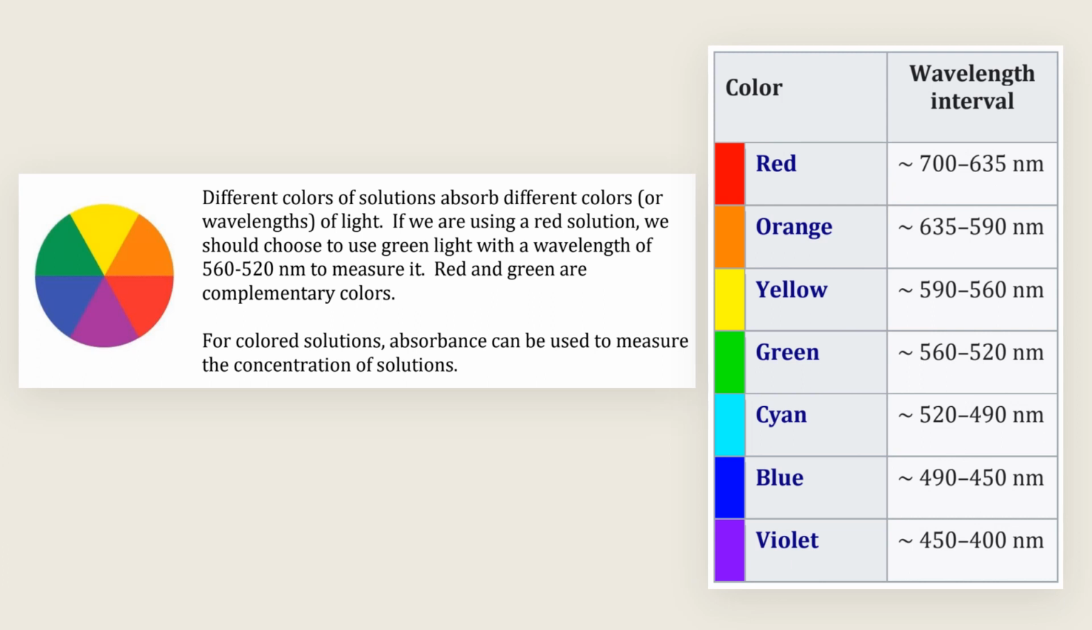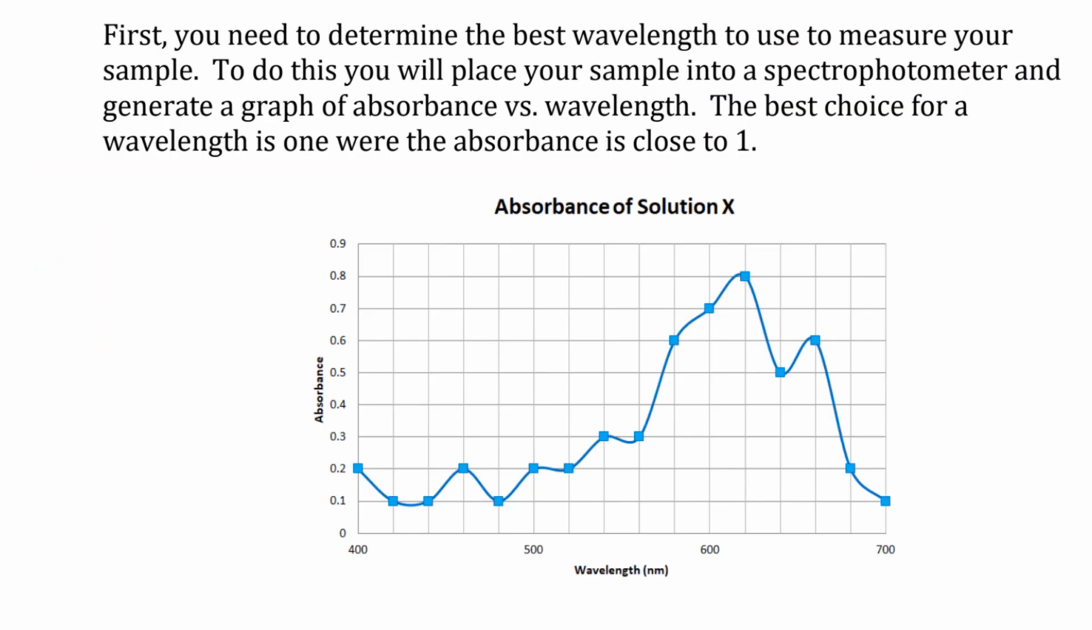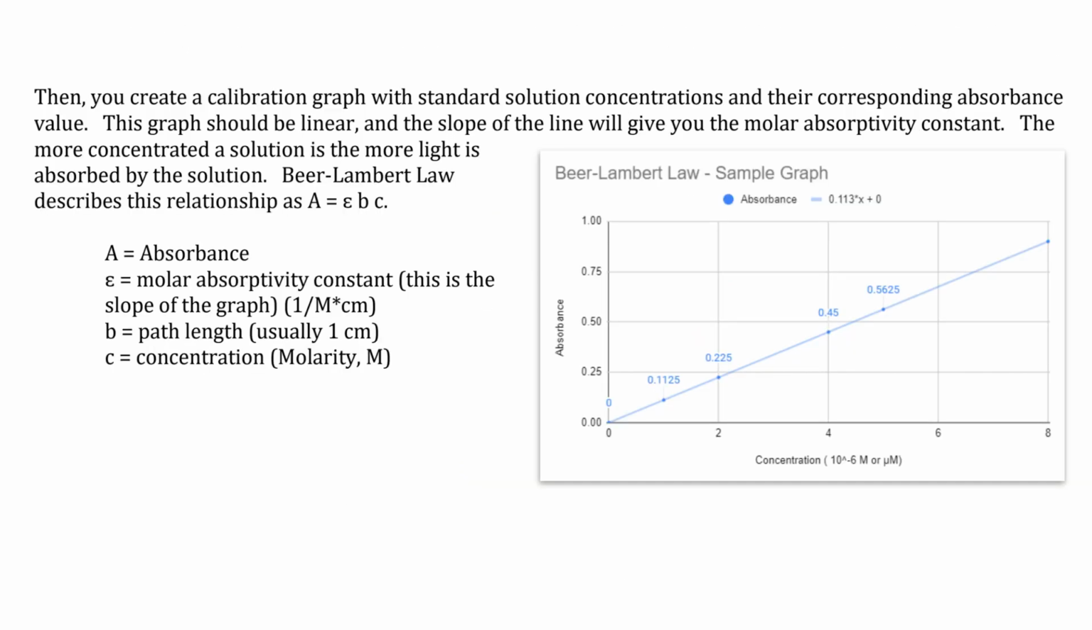For colored solutions, absorbance can be used to measure the concentration of solutions. First, you need to determine the best wavelength to use to measure your sample. To do this, you'll place your sample in a spectrophotometer and generate a graph of absorbance versus wavelength. The best choice for a wavelength is one where the absorbance is close to 1. Based on this, the closest to 1 is 620 nanometers. Then you create a calibration graph with some standard solutions like you did in the lab and their corresponding absorbance values. You should have a linear graph and have your slope, and it will give you your molar absorptivity constant, the one that looks like an epsilon in the Beer-Lambert law.